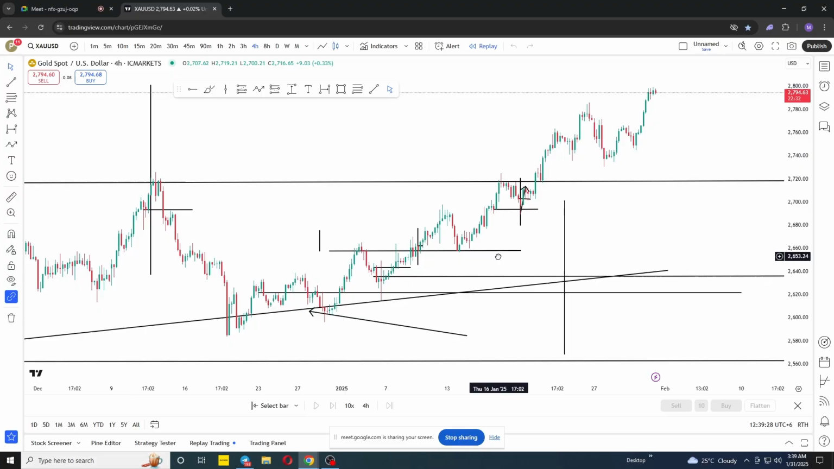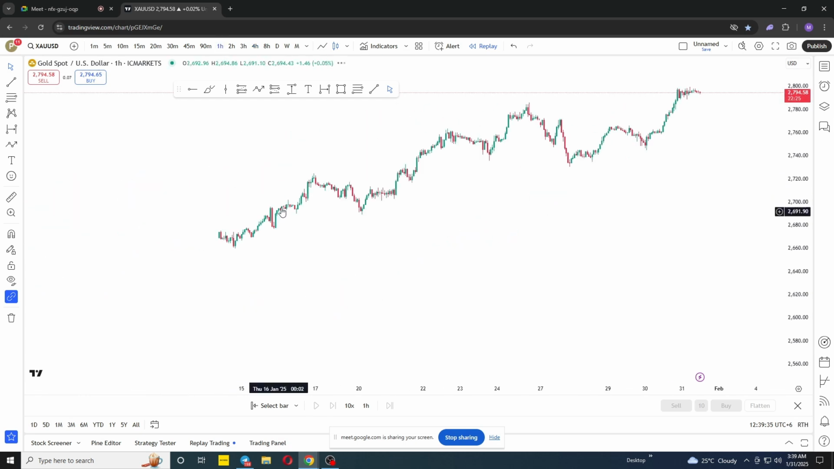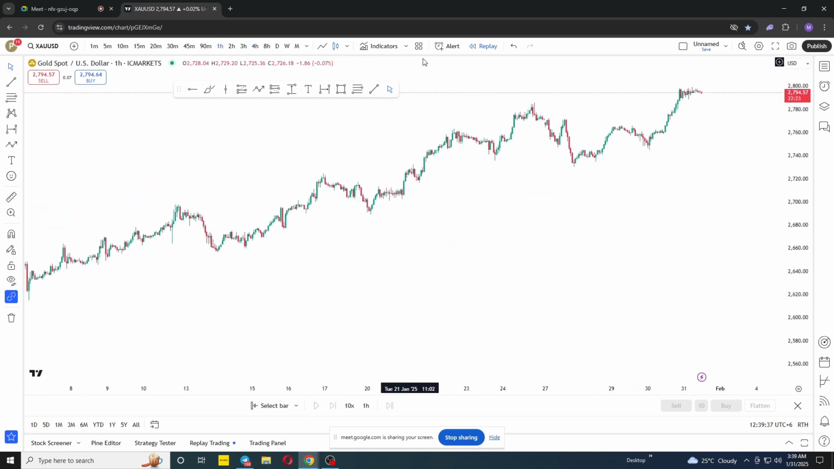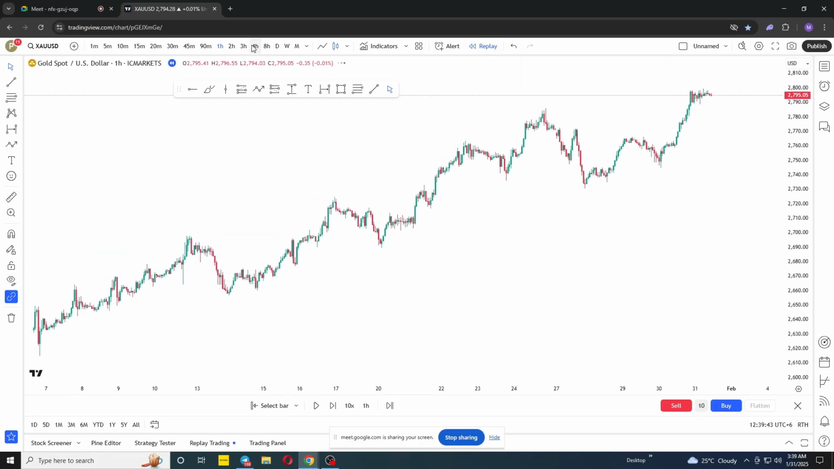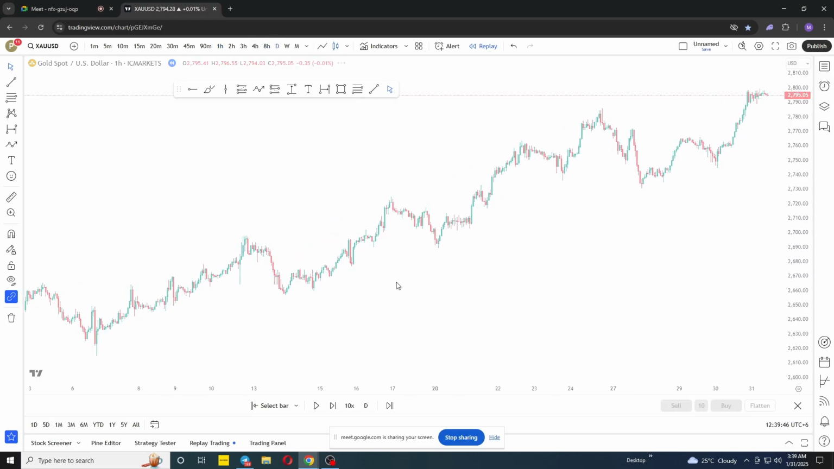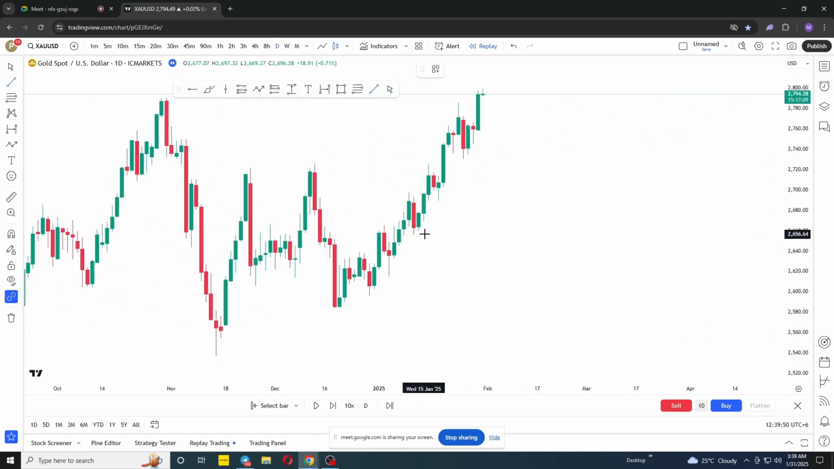Also, if you do not want to make it complex, brother, go for the very basic. What I mean by very basic is you look for something like this. Just a minute. You go to the daily first, and look at your chart like this.